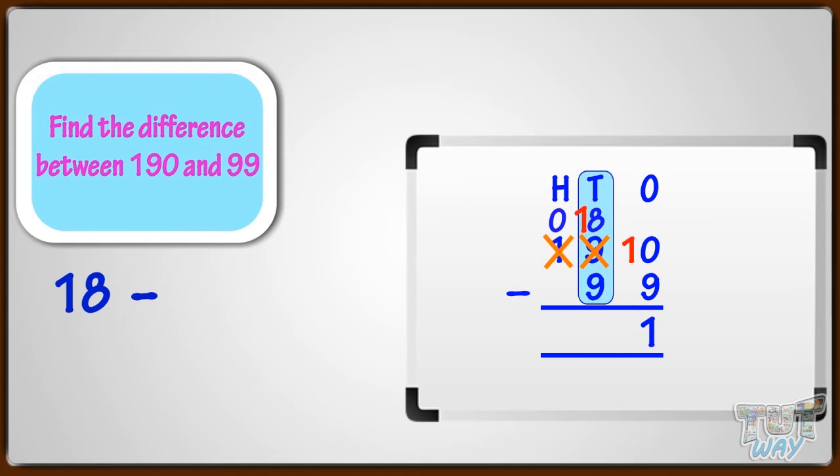Now subtract 9 from 18. 18 minus 9 equals 9. So write 9 below numbers at tens place. We have subtracted 99 from 190. And the answer is 91. Good! Let's do some more sums for practice.